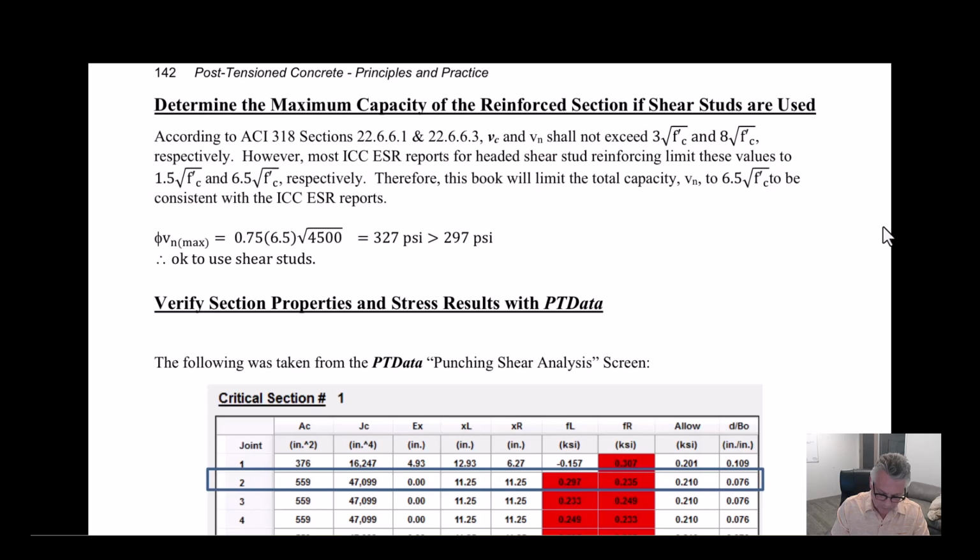Okay, what is that with a phi factor applied to it for us? That's 327 psi. Now, our demand was 297 psi, so we are less than the absolute maximum. So this works. What I mean by that is we are allowed to use shear studs. If this number were larger than this number, we'd have no choice really but to use column caps. Now we have to start beefing up the cap around the column, and everybody hates that.